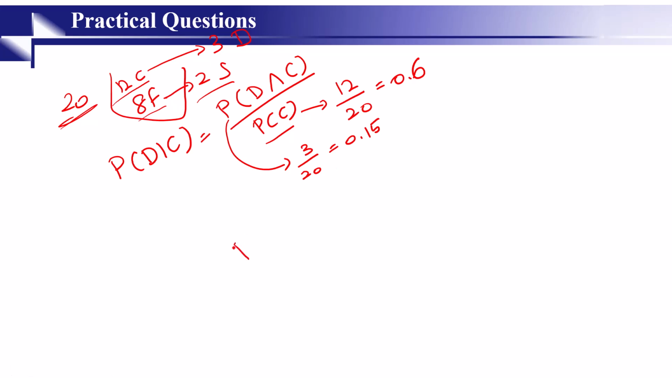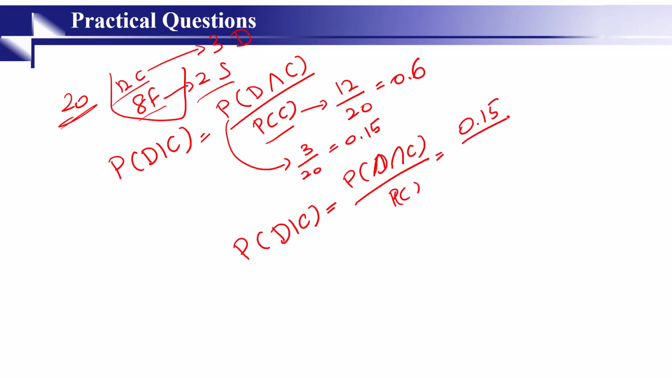So P(D given C) is equal to P(D and C) divided by P(C), which is 0.15 divided by 0.6, equal to 0.25. Alternatively, since it's given chocolate, it's 3 out of 12. You can say 3 out of 12 is also equal to 0.25. So the answer is 25%.